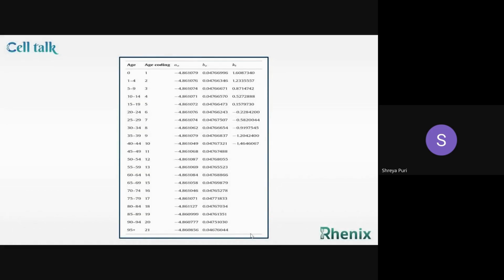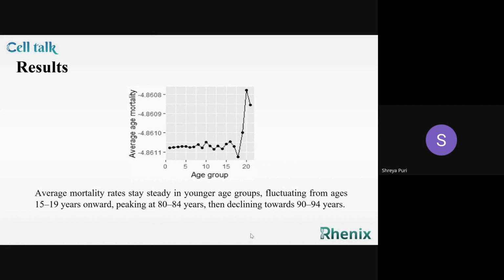These were the estimated parameters which were used to track the data. Here are the results. By this graph, we can see that average mortality rates stay steady in younger age groups. They start fluctuating from the teenage years, 15 to 19 years onward, and reach a peak at 18 to 44 years, and start declining after 84 years, at 90 to 94 years.